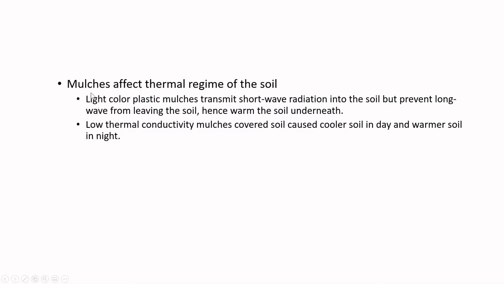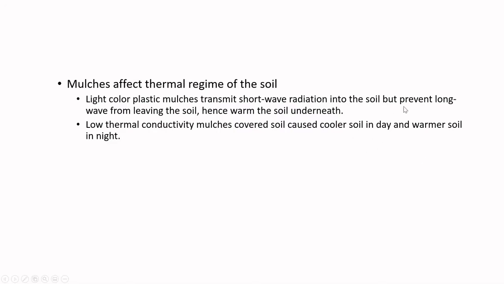So you use light color plastic. Light color plastic mulches transmit short wave radiation into the soil, but prevent long wave from leaving the soil, hence warming the soil underneath. What that means is that if you use a light plastic cover, the radiation from the sunlight, which is a short wave, will get through the plastic and hit the ground, right?